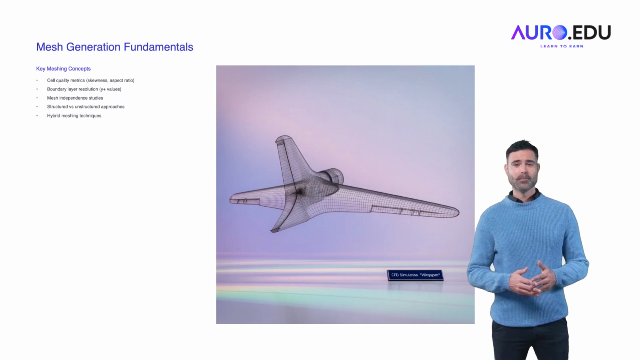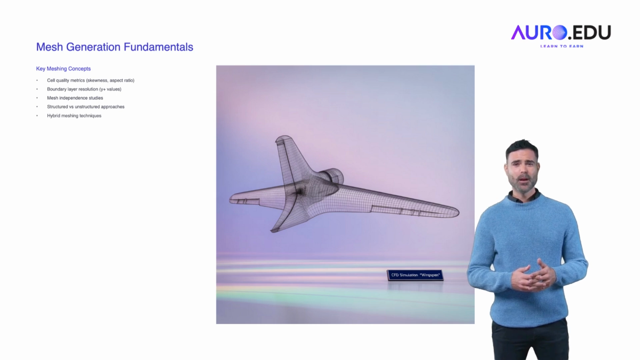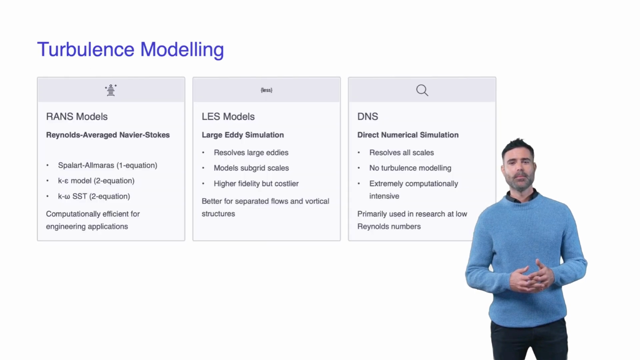Structured versus unstructured meshes. Structured meshes are typically used for simpler geometries, while unstructured meshes are better suited for complex geometries. A good mesh should balance accuracy and computational cost. Engineers can use hybrid meshing techniques to create optimal meshes in regions with high gradients or complex flow features.